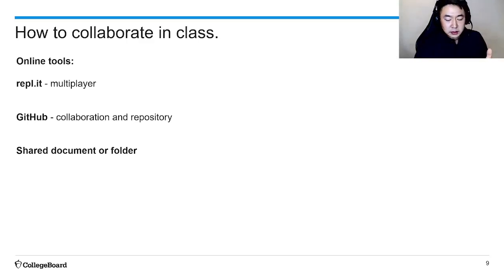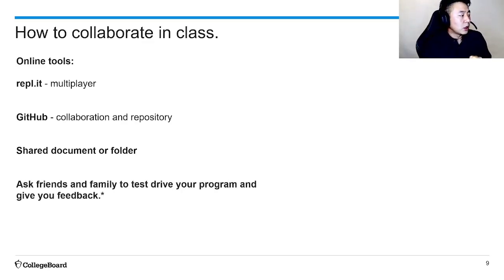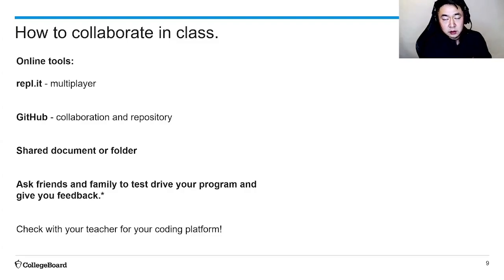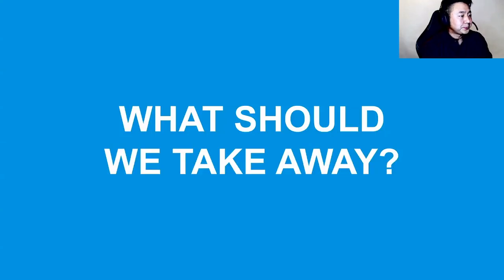A shared document or folder is a very easy way to share your code with one another, pictures and all that as well. And please ask friends and families to test drive your program and give you feedback. It's one of the best ways to collaborate and to get feedback from your designs. One thing to note when you actually do the create task, you may not collaborate with anybody else except for your one partner, and keep that in mind. And check with your teacher for your coding platform. It may be different for a lot of different people.